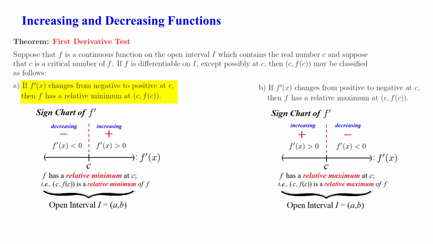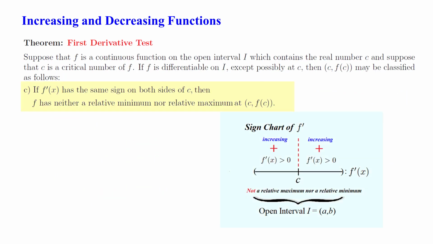Now if f prime changes, and this means from left to right as indicated here in this diagram, if it's decreasing on this side, increasing on the other side, remember we already know a sufficient condition for increasing is the derivative to be positive. So if it's decreasing on the left, increasing on the right, this would give us a relative minimum. Similarly, if f is increasing on the left and then decreasing on the right, we have a relative maximum.